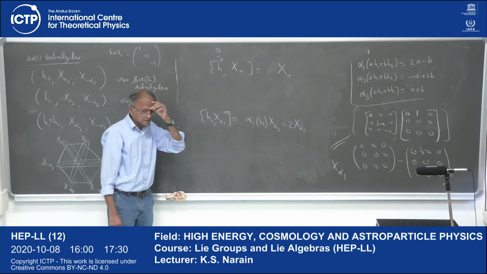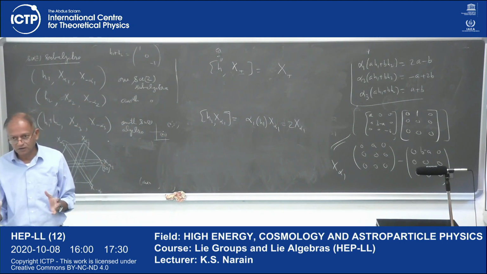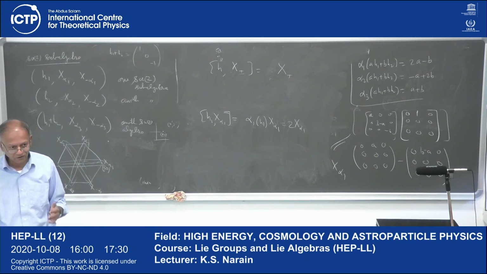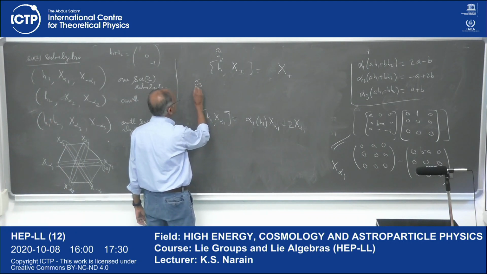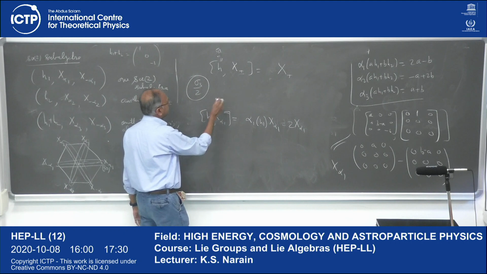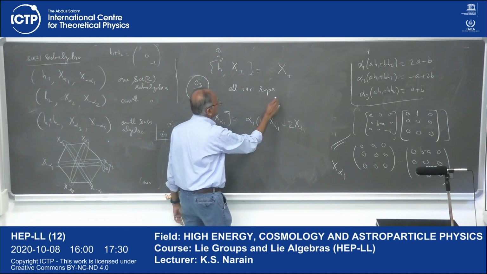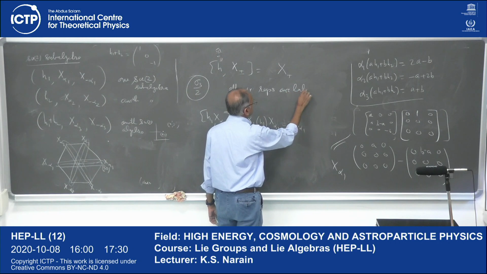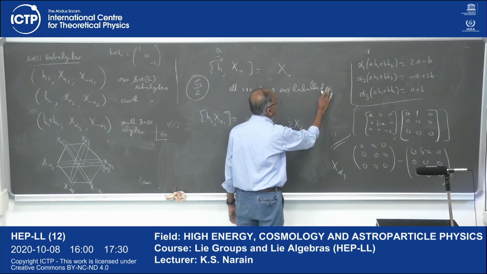Because of that, if you now look at it, all the representations of this SU2, we know, we have studied that. We know that if I had chosen sigma 3 by 2 as my H, then all the irreducible representations are labeled by the spin J, right?